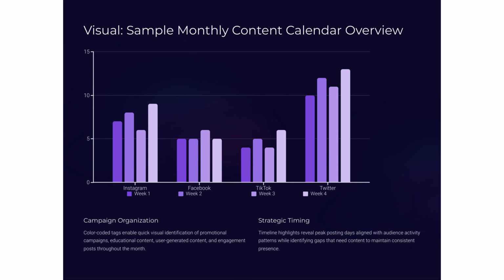A sample monthly content calendar overview uses color-coded tags for easy identification of campaign types, such as promotional and educational content. The timeline highlights peak posting days, aligning with audience activity patterns, and identifies content gaps to ensure a consistent presence across Instagram, Facebook, TikTok, and Twitter.